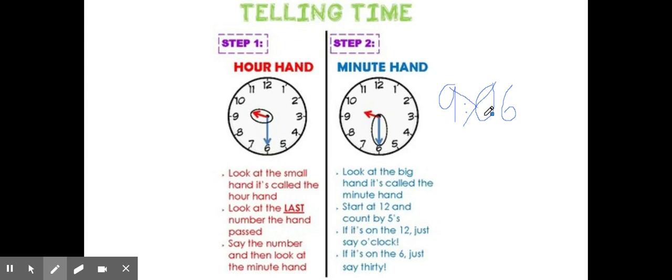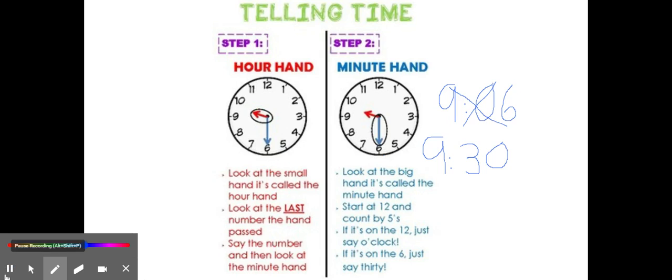When you're counting your minutes, you need to remember to count by fives. At 12, it's 0, so we start counting by fives at the 1. 5, 10, 15, 20, 25, 30. So this clock shows 9:30. I could also call that half past 9 because when the minute hand is at the 6 or at 30 minutes, that is halfway around the clock. Let's practice telling time some more.